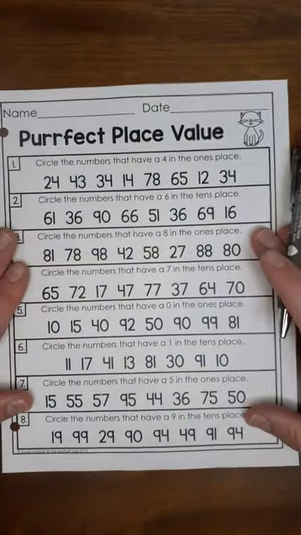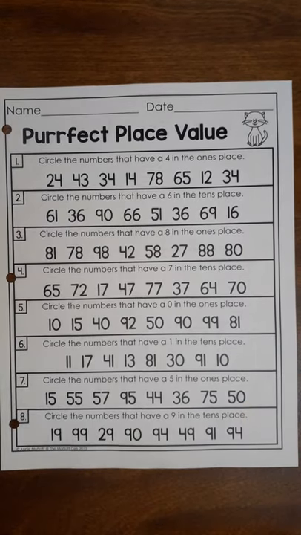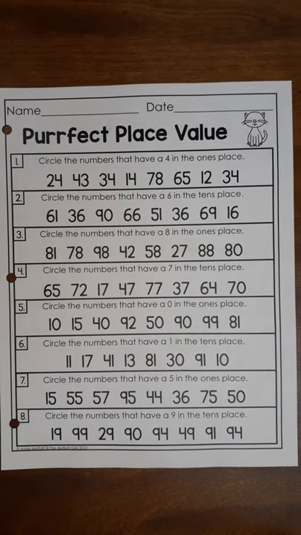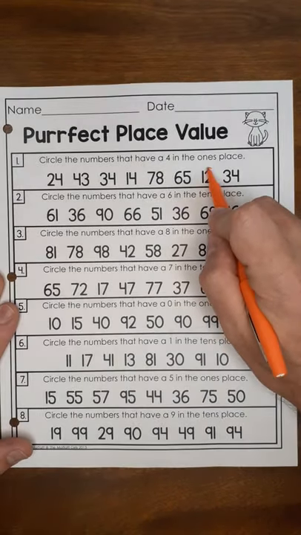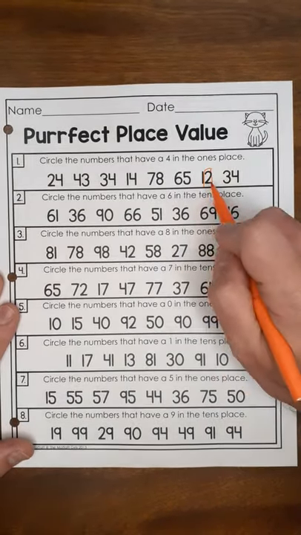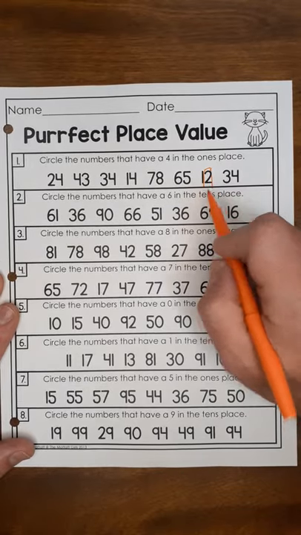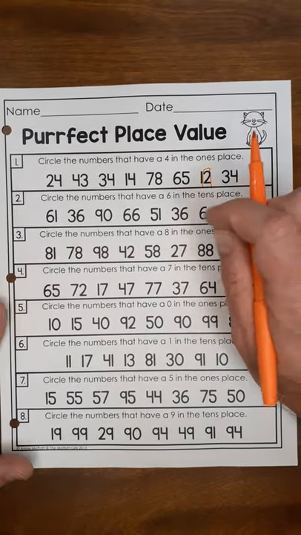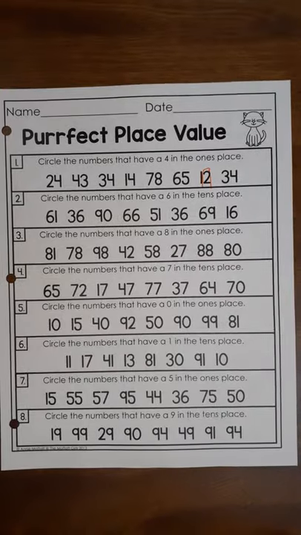I'm going to help you today on the perfect place value paper. That's a mouthful, the perfect place value paper. Now remember, we have the ones column and the tens column. The ones column is anything in this box right here. I'm just going to circle it to show you the ones column, and then the other one is the tens column.